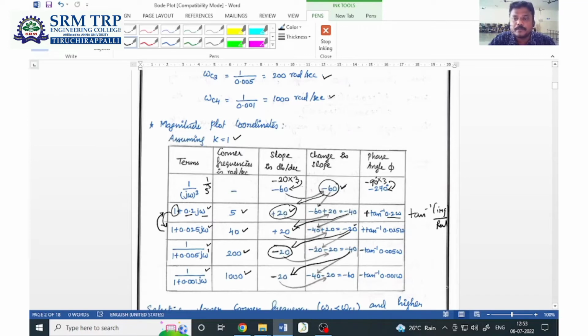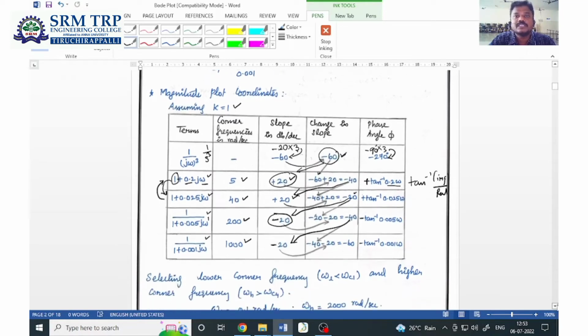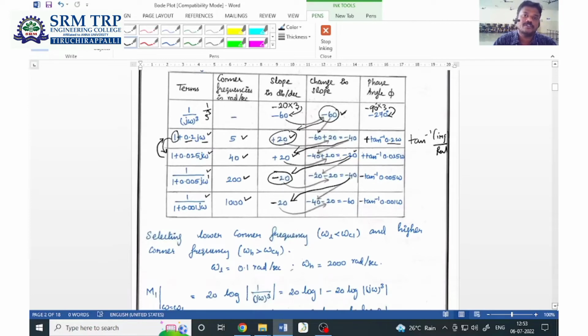After finishing the table, the next step is to set the lower and upper corner frequency. In this corner frequency, if you take 5 as my minimum, the first corner frequency, and the last corner frequency is 1000, I have to choose one frequency less than 5. So it is always preferable to choose omega L equal to 0.1 radian per second. And my highest corner frequency is 1000, so I have to choose one frequency which is greater than 1000. It may be 1500, 2000, 3000, or 5000. In my case, I have chosen 2000. It is not mandatory that you choose 2000. You can choose any frequencies.